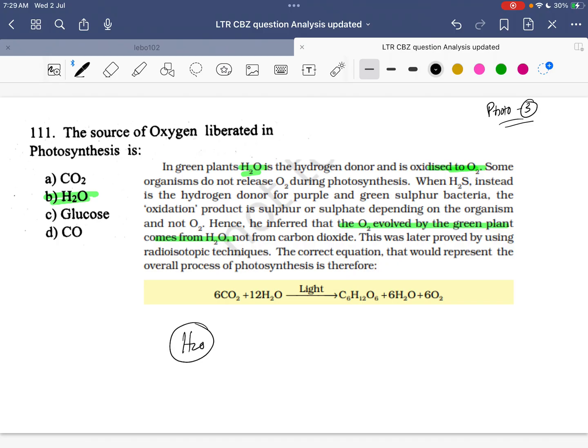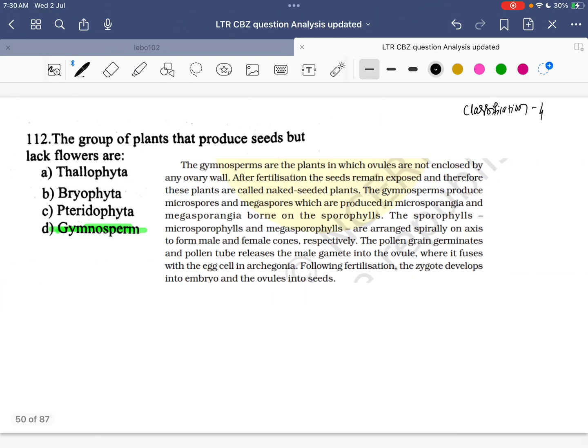The reference is given in the NCERT. It says that in green plants, H2O is the hydrogen donor and is oxidized to O2. Some organisms do not release O2 during photosynthesis when H2S is the hydrogen donor, as in purple and green sulfur bacteria. The oxidation product is sulfur or sulfate depending on the organism, not O2. Hence it was inferred that the oxygen released in green plants comes from water, not from carbon dioxide. This was later proved using radioisotope technique. The correct equation is given as 6CO2 + 12H2O. So the oxygen liberated comes from water only.